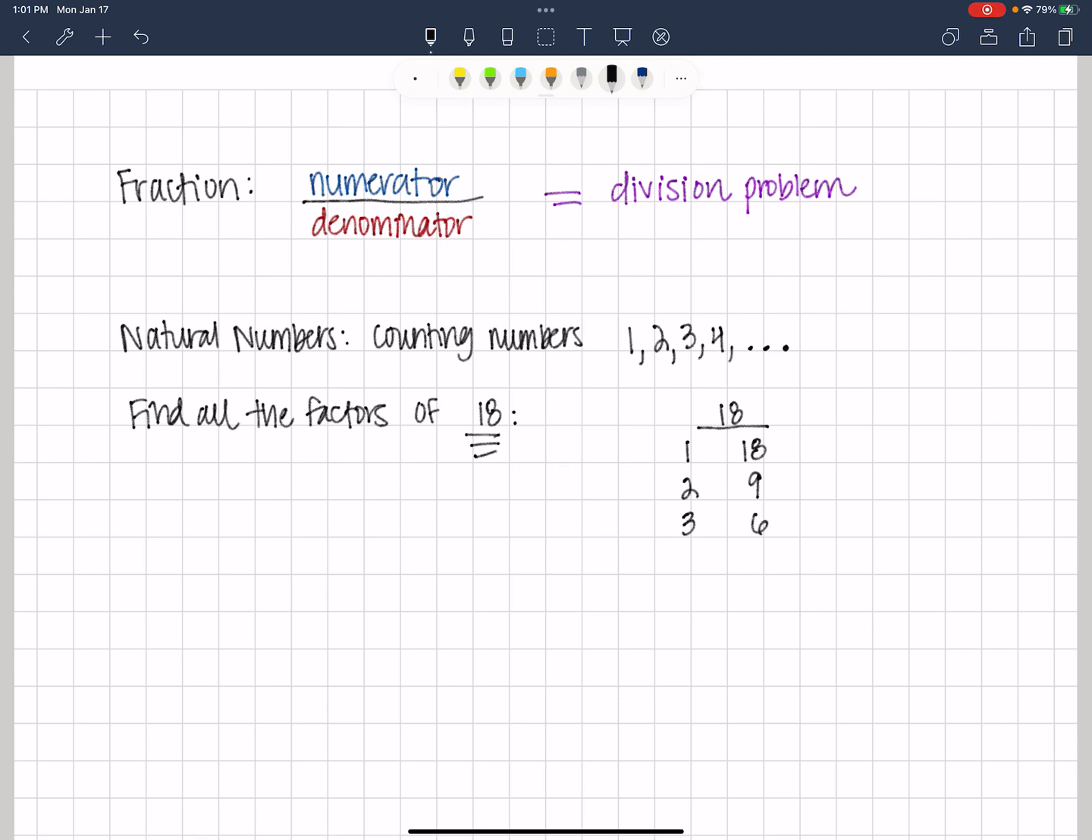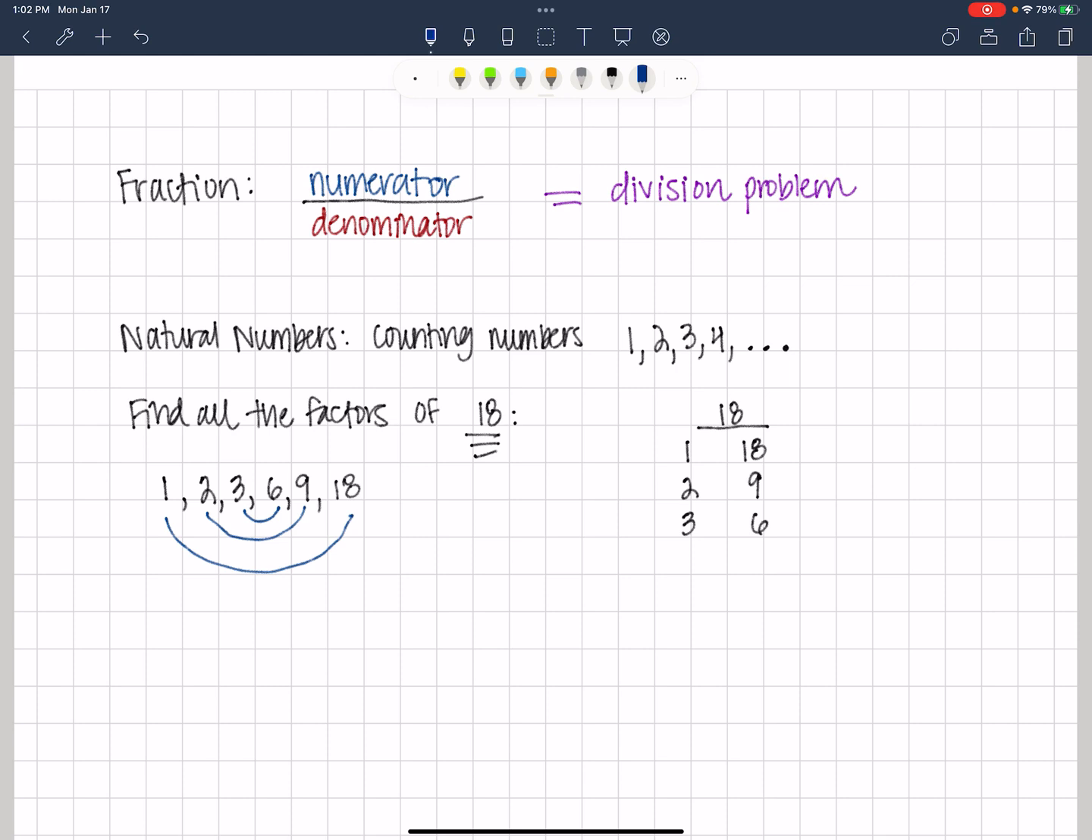4 does not go into 18 evenly. 5 does not go into 18 evenly, but 6 does. 6 is already listed, so that tells me that I have all of my factors. So the factors of 18 are 1, 2, 3, 6, 9, and 18. And you'll see if we work our way outside, 1 times 18, 2 times 9, and 3 times 6. That tells me I've got all of my factors of 18. We're going to write fractions in the form of factors so that we can simplify our fractions. So we're going to be using this definition of factors quite a bit.